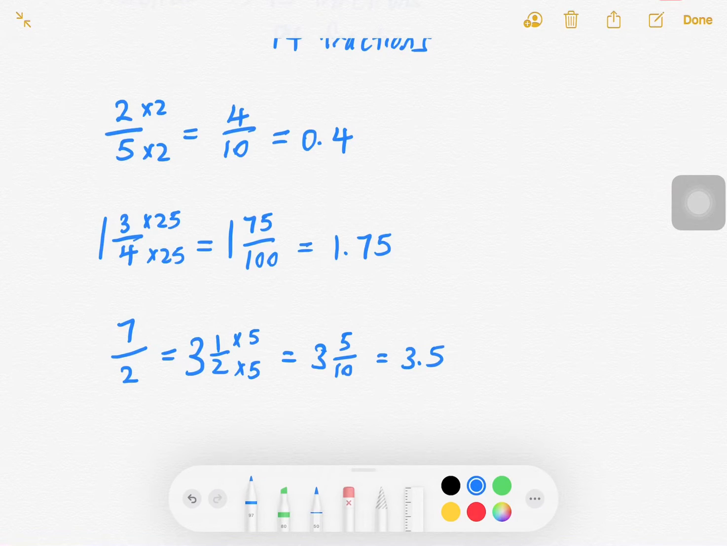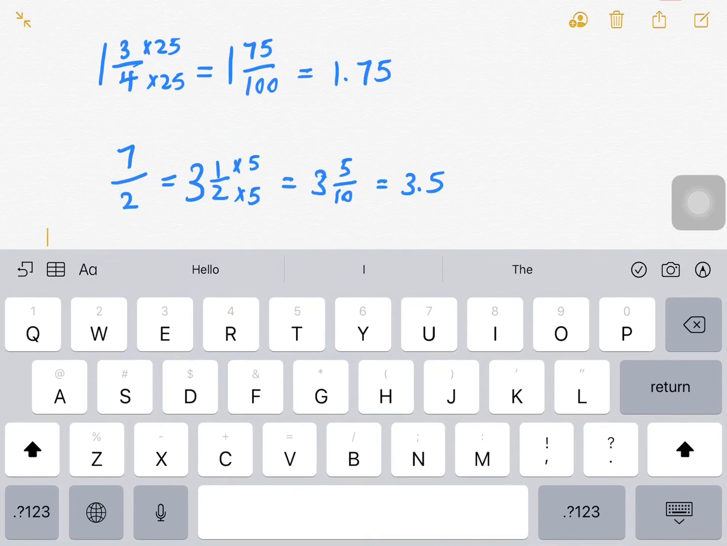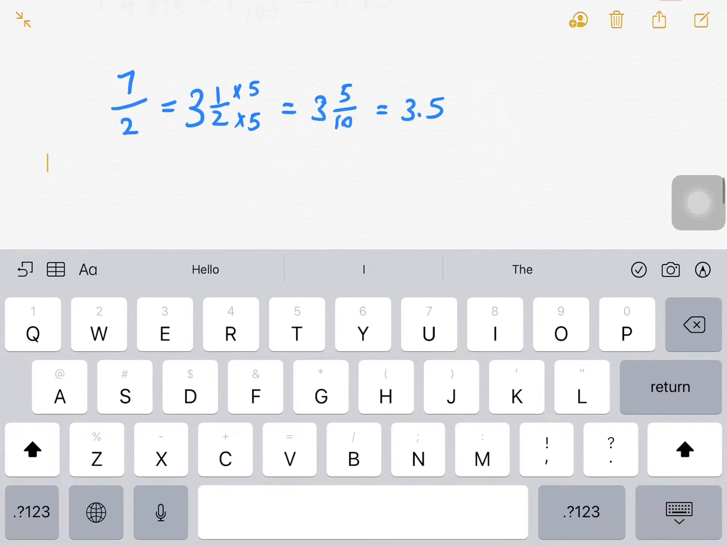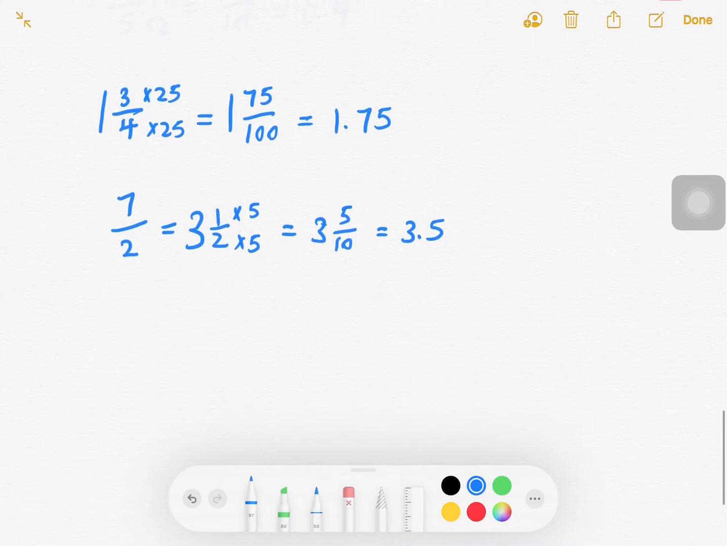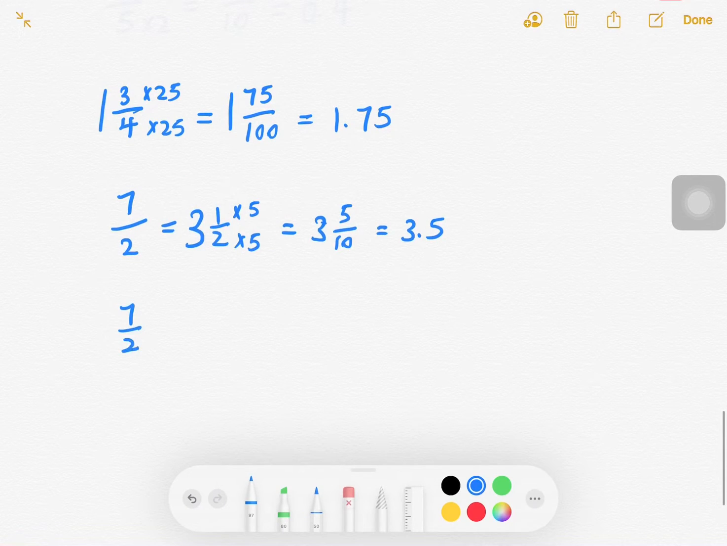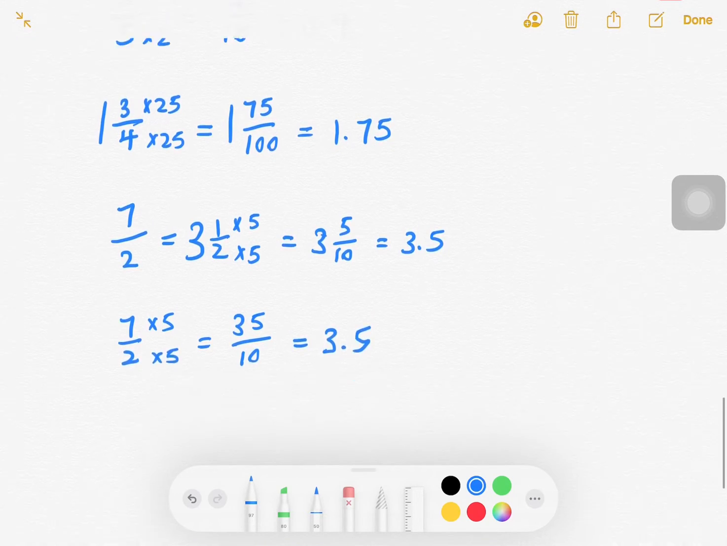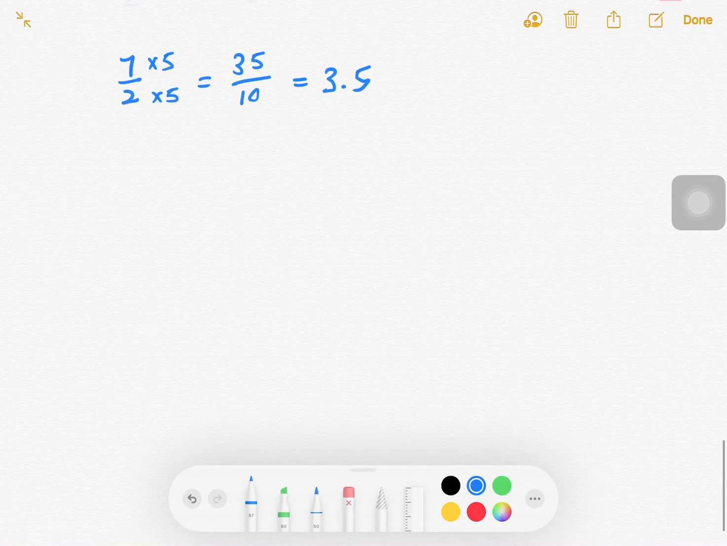The other way, if I want to use the improper fraction, I can do it also. I will just take 7 out of 2, multiply by 5, multiply by 5, I get 35 out of 10. And 35 out of 10, I put 5 in the 10th place, and 3 will go to the 1's place, so I also get 3.5.